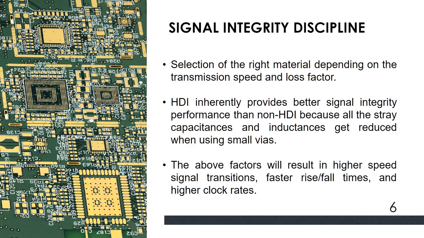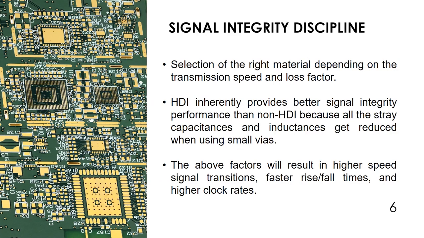I think I just now explained the same thing, signal integrity discipline. So in this, what is the discipline? First is the selection of the right material. When we say right material, it means for what? For high transmission, high signal speeds, where the loss factor should be minimum. Then HDI provides.